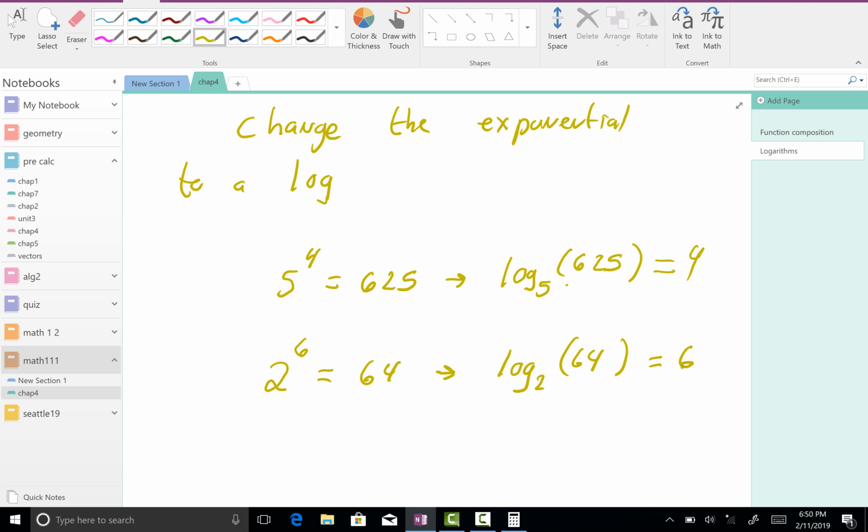Logarithms do have some applications in pH and in earthquakes, decibels, some applications there.